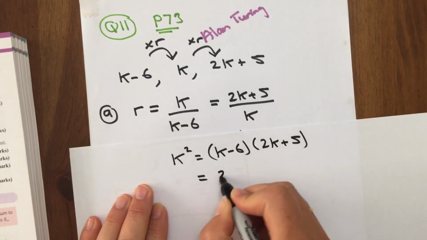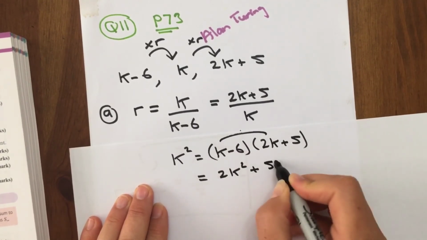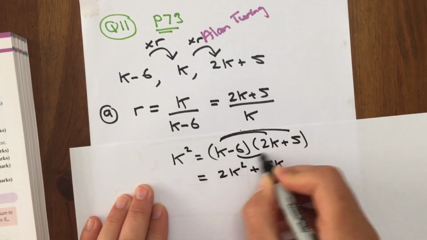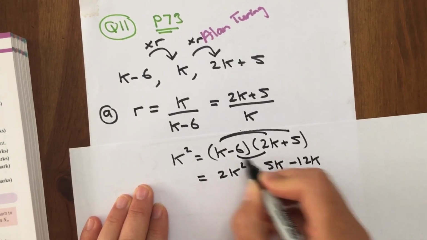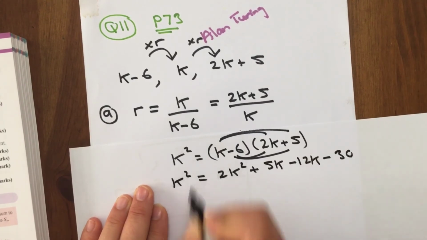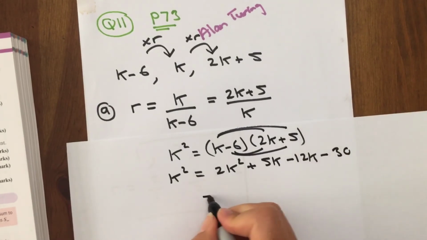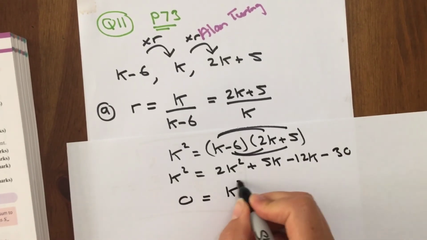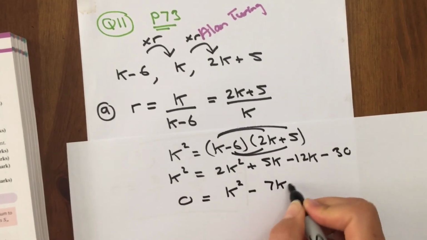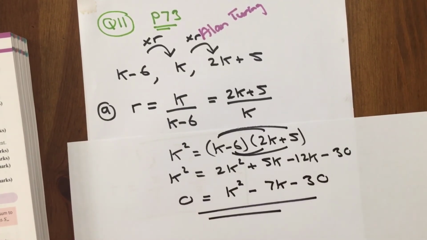I'm going to multiply out 2k squared plus 5k minus 12k minus 30. Okay, I'm going to take all my k squared to make it positive. So I will have this, and hopefully, yeah, just checking the answer, that's what I want to get. Fantastic.